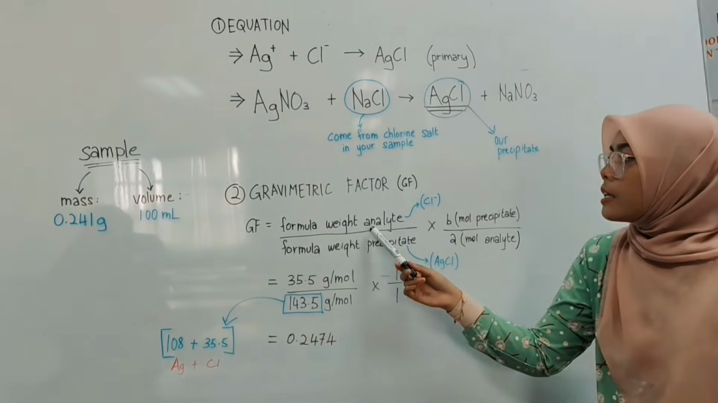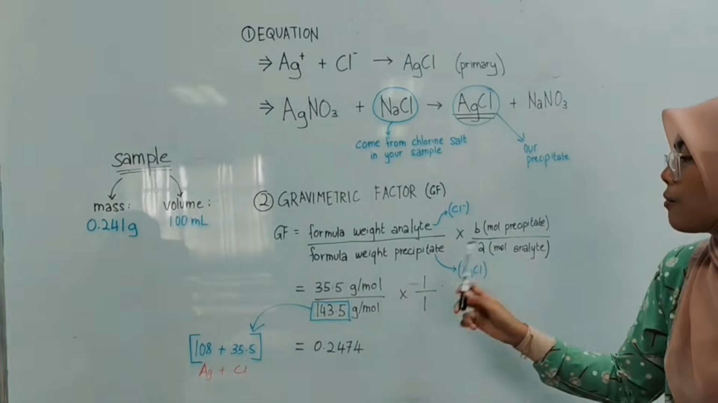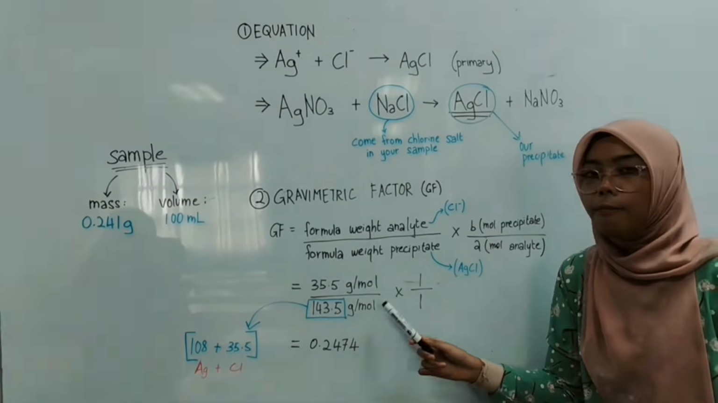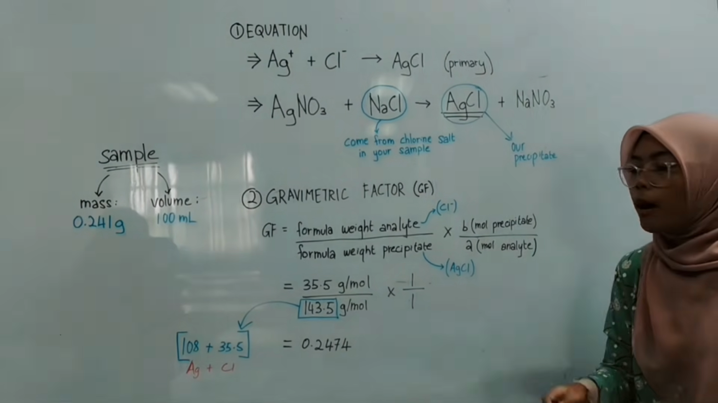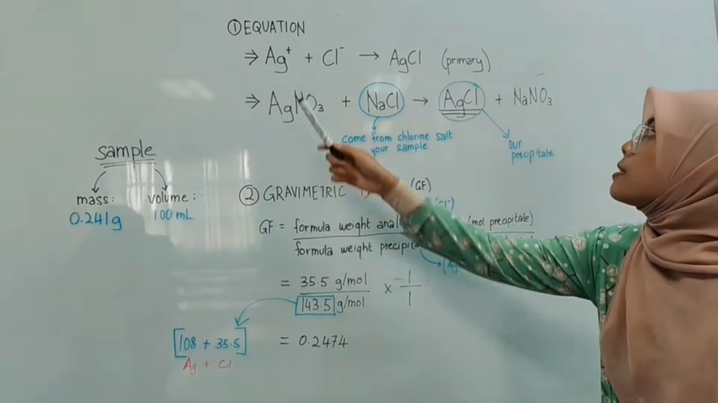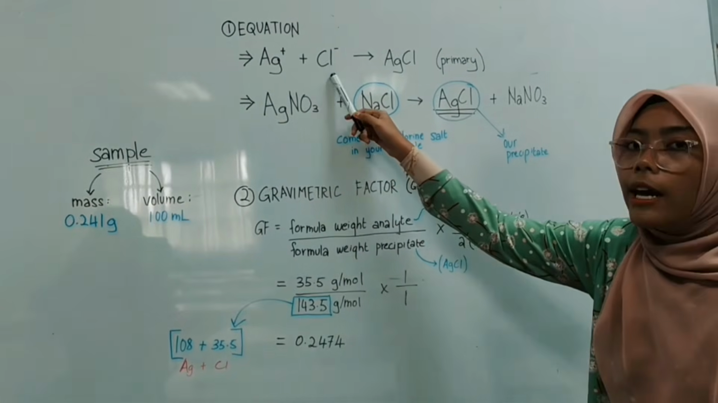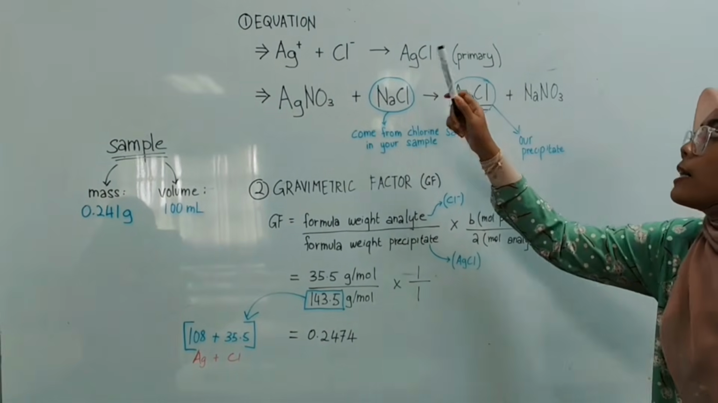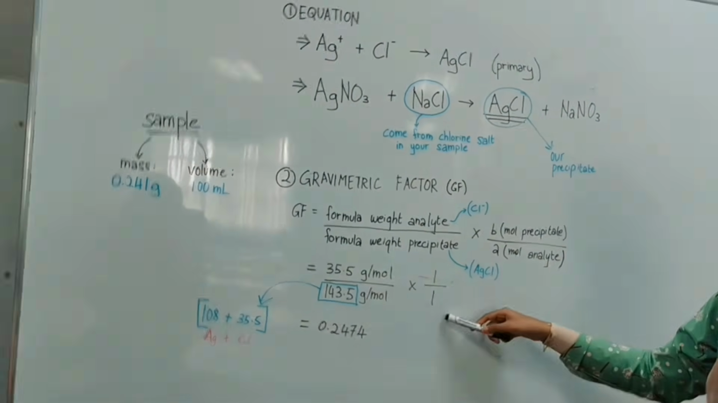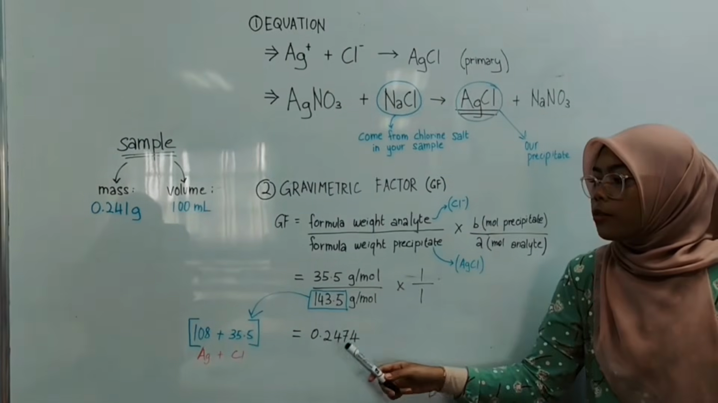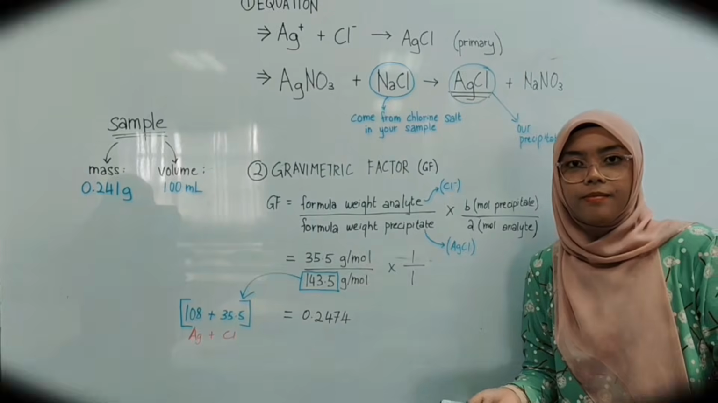So the formula weight of our analyte is 35.5 gram per mole and the formula weight of our precipitate is 143.5 gram per mole. We need to multiply with this mole of precipitate and analyte, which is 1/1. Why 1/1? This 1/1 comes from this primary equation, which is 1 chloride ion will become 1 silver chloride. So that's why 1/1. So we got 0.2474. This is our gravimetric factor value.